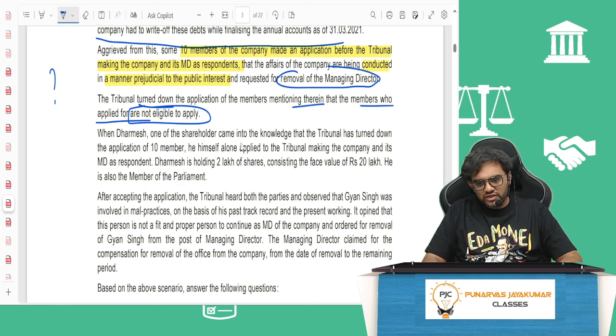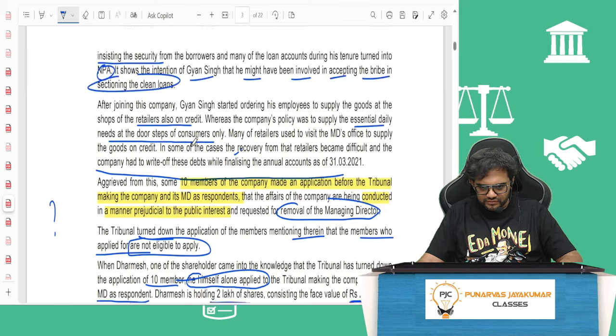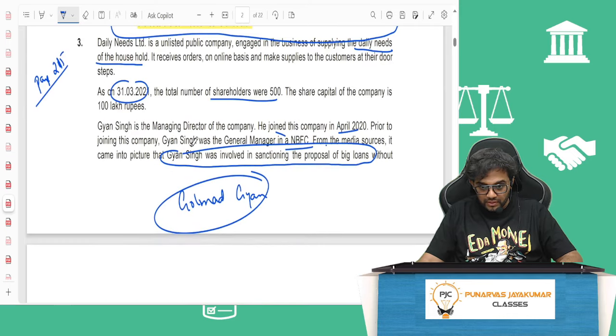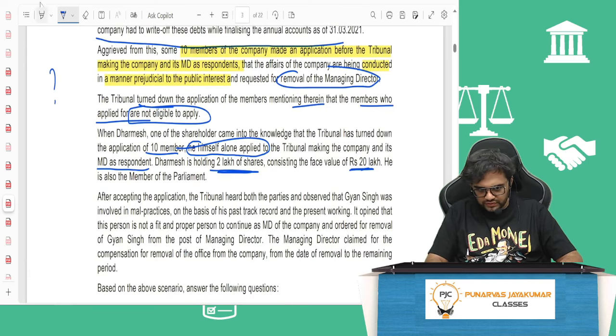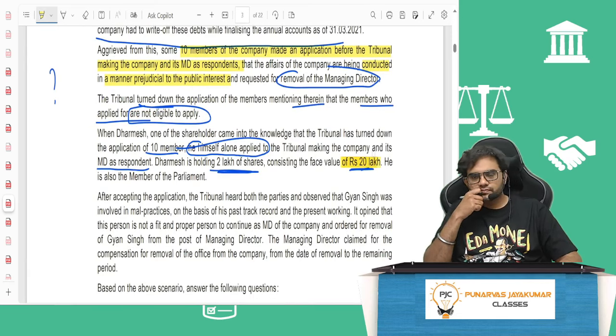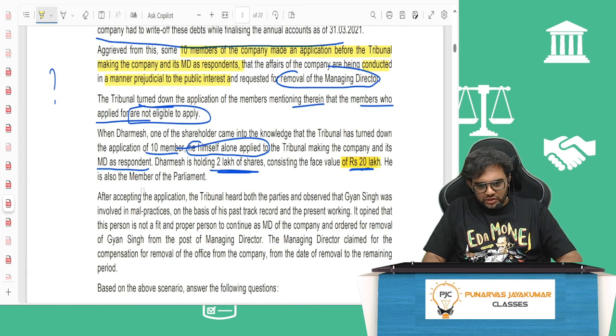When Dharmesh, one of the shareholders, came to know that the tribunal had turned down the application, he alone applied, one man, with the company and its MD as respondents. Dharmesh is holding 2 lakh shares with a face value of 20 lakh. What is the share capital? 100 lakh. Out of 100 lakh, this fellow is holding 20 lakh. 20%.